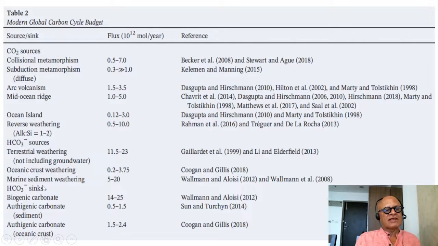There are also alkalinity consumption processes, so HCO3 minus sink, the carbonate alkalinity. There is biogenic carbonate, 14 to 25 teramoles per year. Oxygenic carbonate from the sediments and oxygenic carbonate in the oceanic crust. Here 0.5 to 1.5 and 1.5 to 2.4.